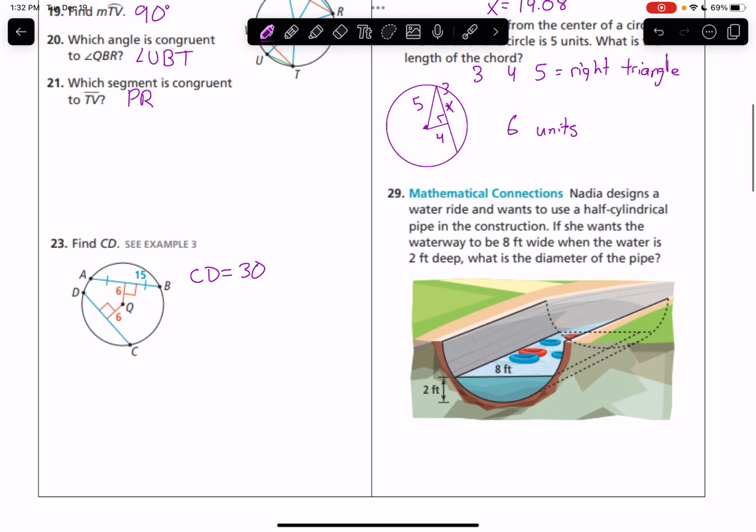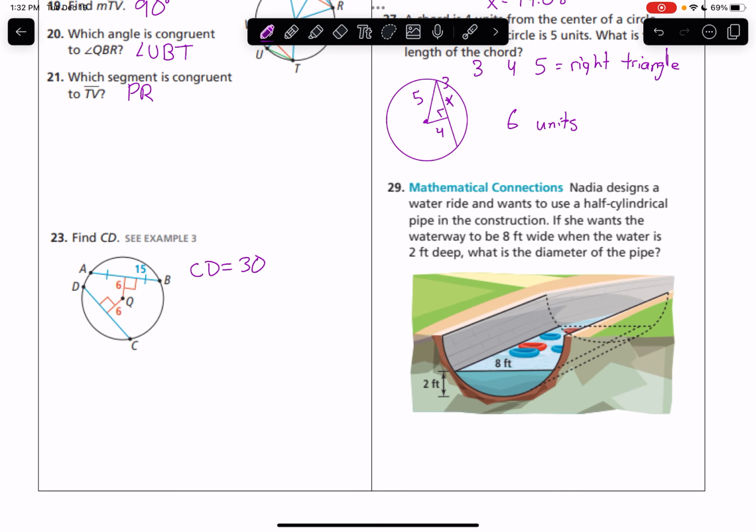Now for the water slide. Nadia designs a water ride and wants to use a half cylindrical pipe in the construction. If she wants the waterway to be 8 feet wide when the water is 2 feet deep, what is the diameter of the pipe? All right.